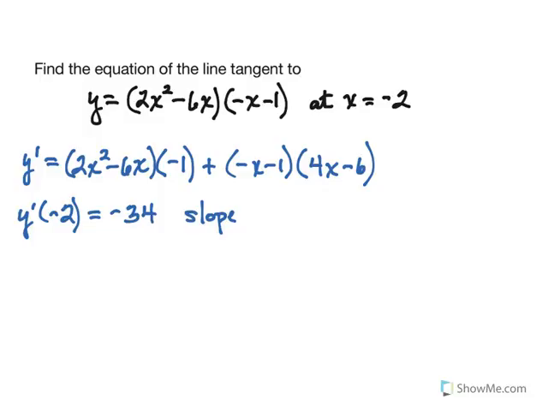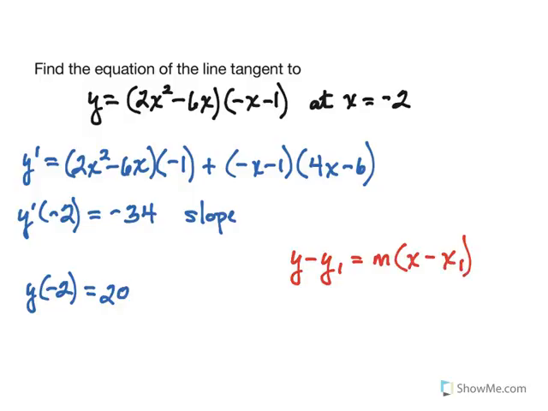Now the other thing we need is the original point that would be on the curve. So we do need to evaluate the original function at negative 2. So if you substitute negative 2 into that original function, once again, I'll leave you to do the number crunching, but you do get 20. So we can utilize point-slope form of a line. And simply substitute in, so we'd have y minus 20 equals negative 34 times the quantity x plus 2.